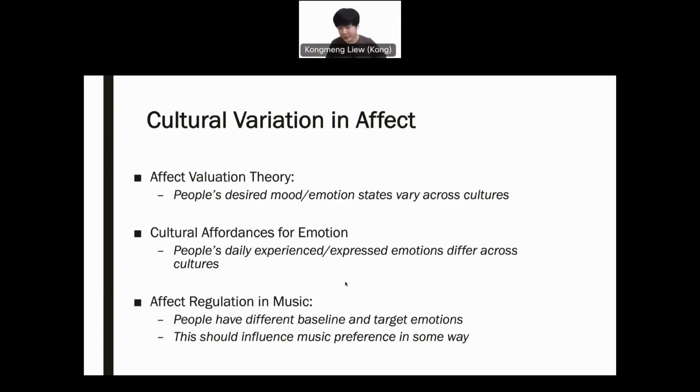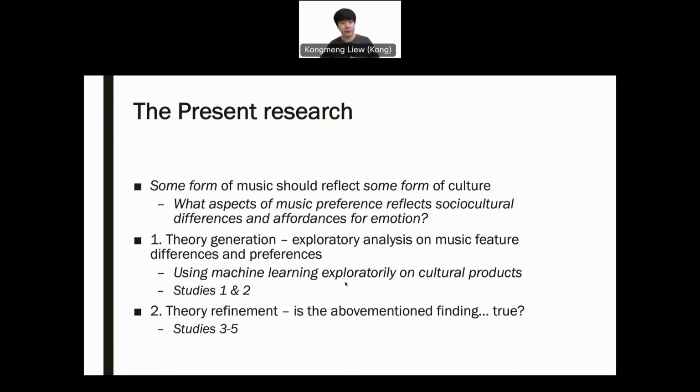And so this all comes down to affect regulation, because if you listen to music for affect regulation, and this is a huge reason why people listen to music, people come from different baselines and different target emotions. So this should basically influence music preference in some way. But what way? We don't really know. We know that some form of music should reflect some form of culture, but we don't really have a good theory on what it is and where it is. And so this is where I thought machine learning would be a perfect way to generate theory.